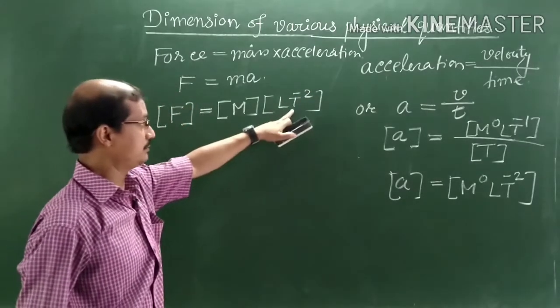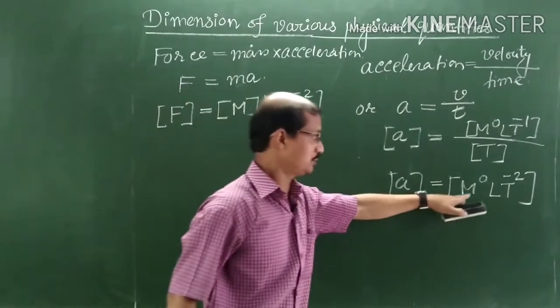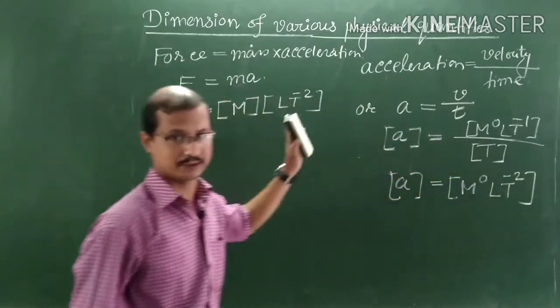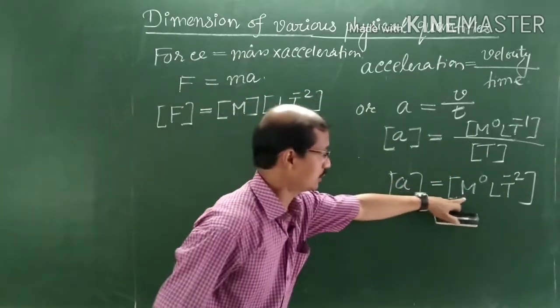Here I have written L t inverse 2. You can write m to the power 0 L t inverse 2. Same thing. We can write it this way, or this way.